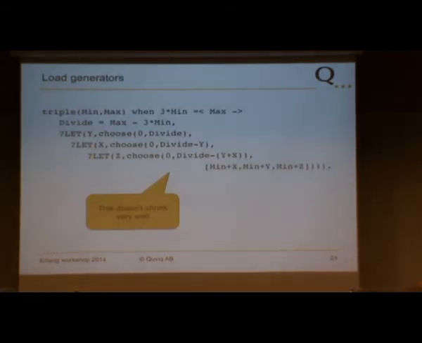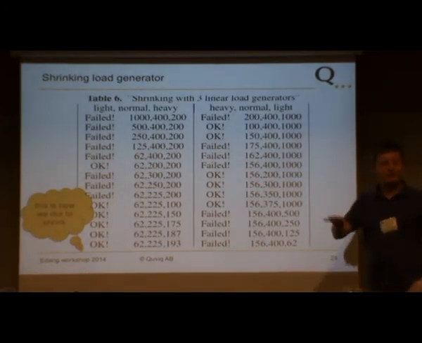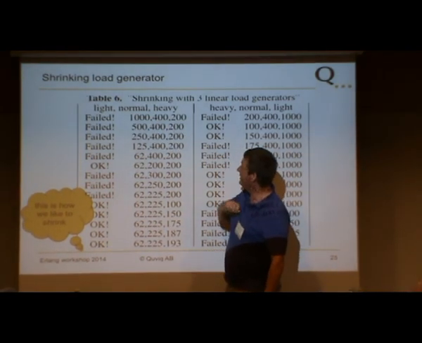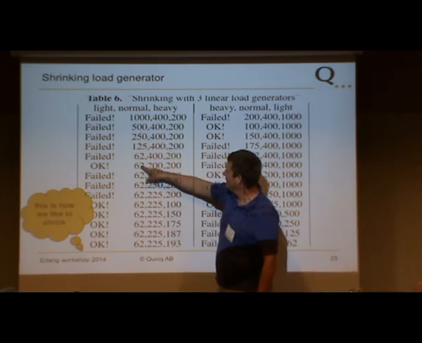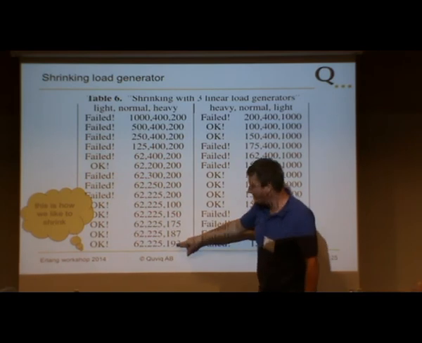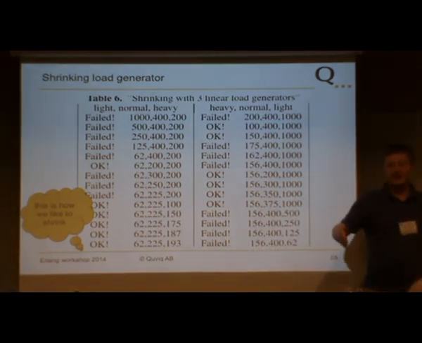This is how you implement triple. You can read in the paper. What's interesting is the shrinking behavior that I implemented in triple. You start with a number, 1,400, 200. Something goes wrong. You decrease the first one first until things start working, and then you start decreasing the second one, and then you start decreasing the third one, so that you get a kind of nice way of explaining what is going on.